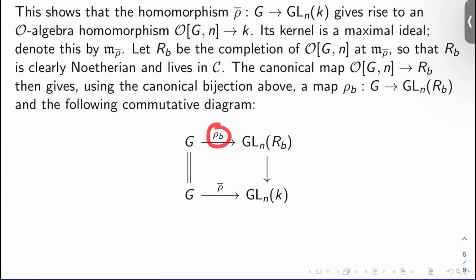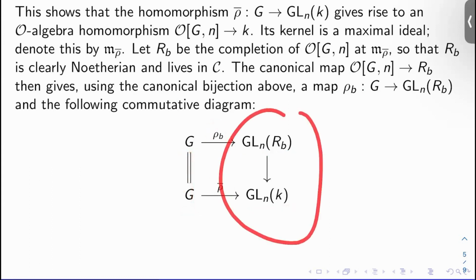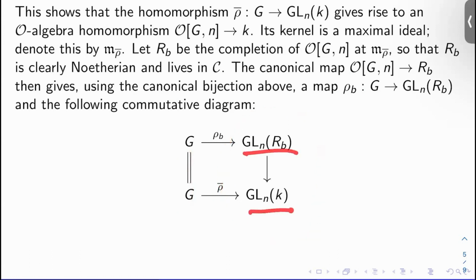So we have the map rho_B from G to GL_N of R_B. Then we have rho bar from G to GL_N of K. We'll put an equality here. And then we have the reduction map from GL_N of R_B to GL_N of K. So that diagram commutes essentially by definition.